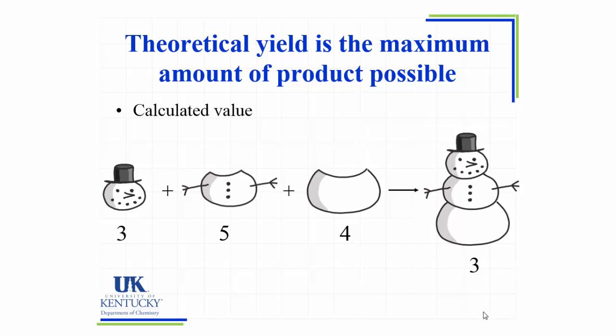So the calculations we've been doing up until now have been for theoretical yield, or the maximum amount of product possible. For our example, using the snowman, we determined that our theoretical yield, or calculated amount, was 3, because that was the maximum number of snowmen that we could build from the parts that we had. We would still have some excess reagents, but we were limited by the number of snowman heads that we had.